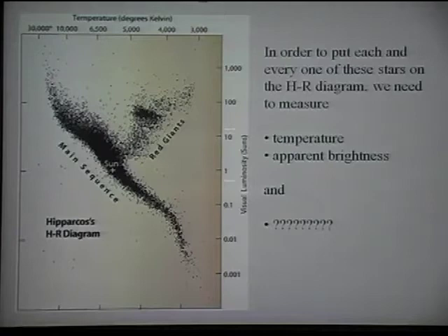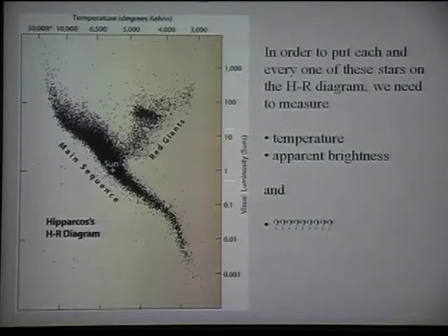This is not a scatter plot. The stars live in particular places. We now understand why they live in these particular places. This plot then tells us that 90% of all the stars randomly surveyed live on the main sequence. This is going to be real important for us because we know how stars behave. This is what stars should look like. There's this main sequence where most stars are.